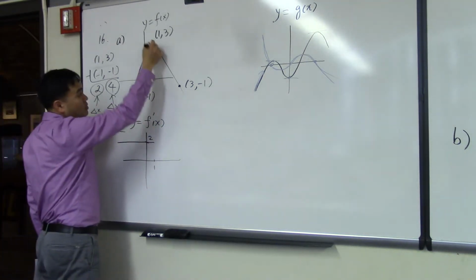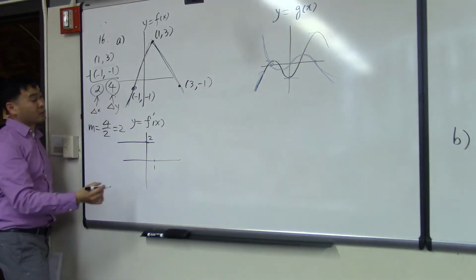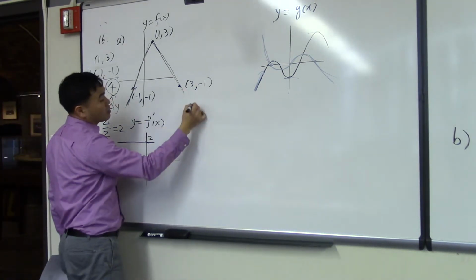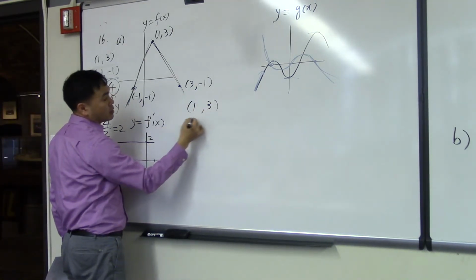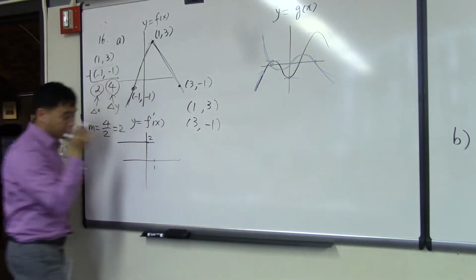Now let's think about this one. What's the slope of the line connecting (1, 3) and (3, -1)?